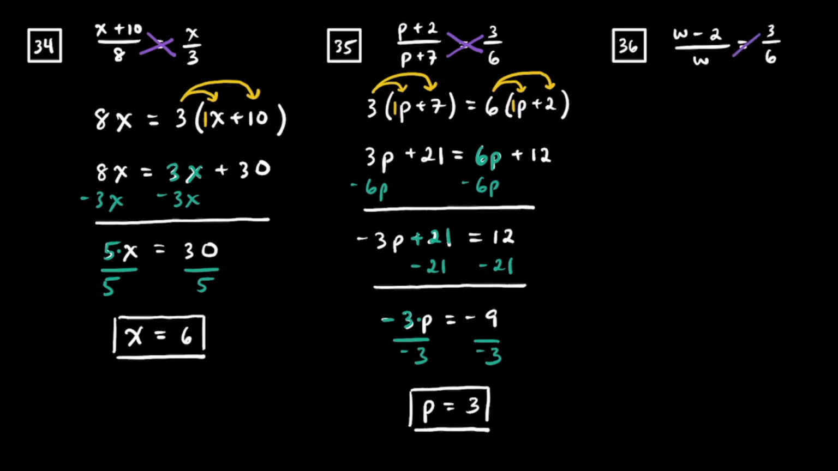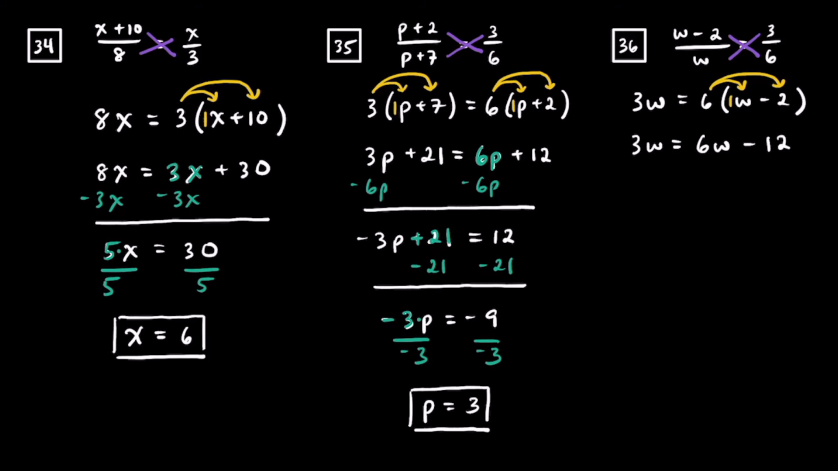For 36, another proportion. Let's start by multiplying 3 and w together. Those will multiply to get 3w. And then going ahead and multiplying 6 times this w minus 2, we're just going to get 6 times the quantity of w minus 2. Okay. Going ahead and distributing this 6 to this 1w, we can write as our next line 3w is equal to 6w, and we distribute the 6 to the negative 2. 6 times 2 is 12, but it's a negative 2, so it's going to be minus 12.